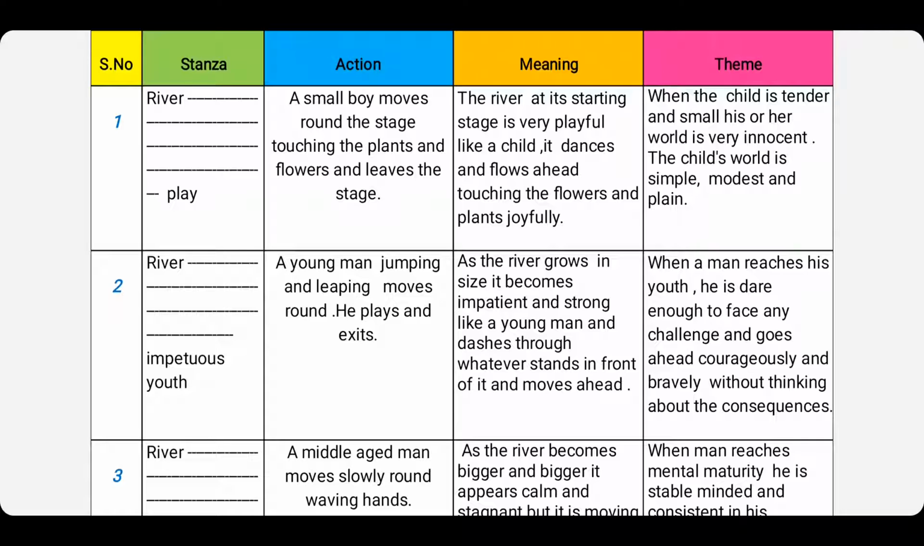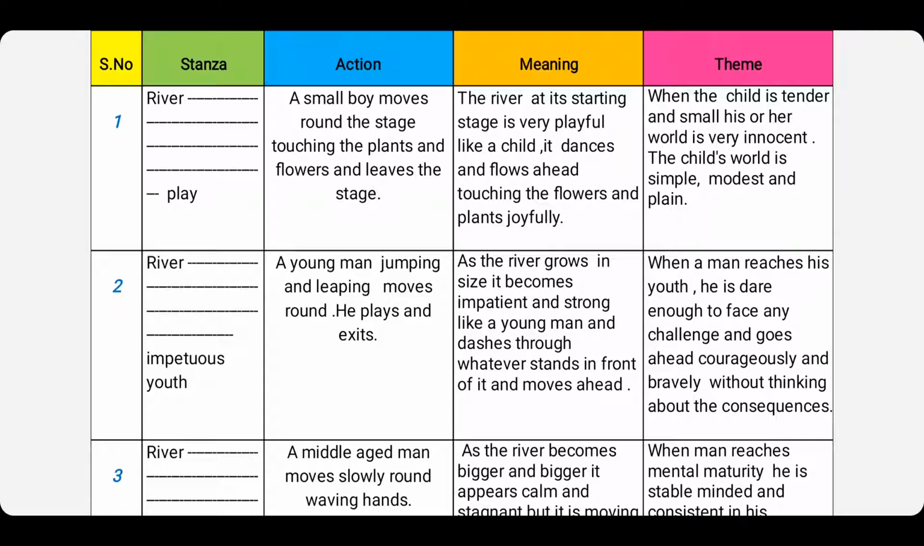So here we see the river being compared to a young man, stronger, mightier, a speeder, and very powerful. Right? And now goes the theme. What's the theme? When a man reaches his youth, he is daring enough to face any challenge, and goes ahead courageously and bravely without thinking about the consequences.